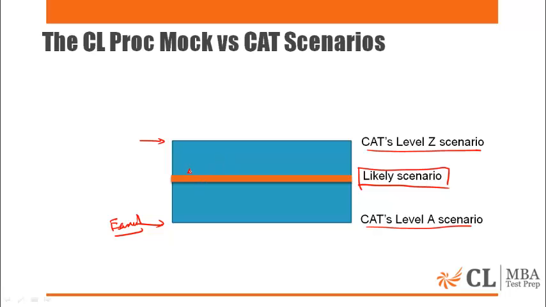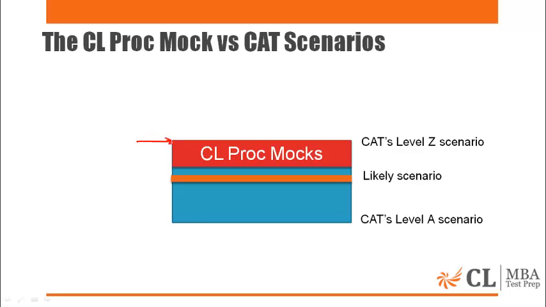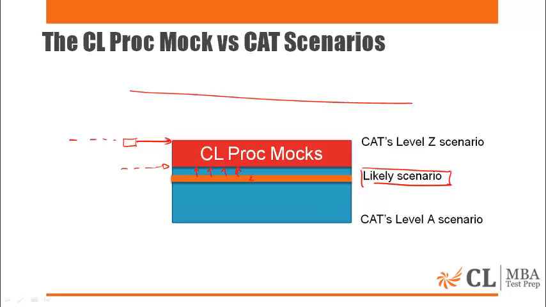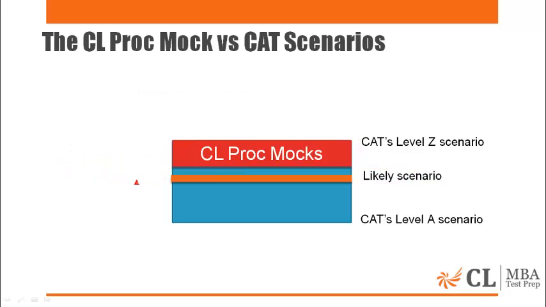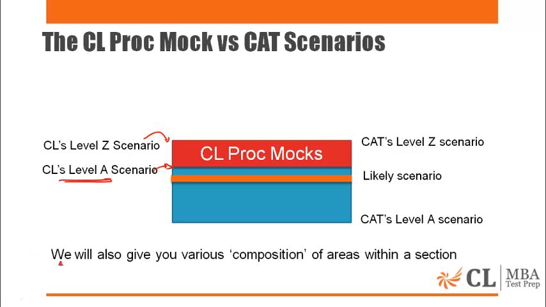So what we essentially know is we have an upper limit and a lower limit. Where we place a proc mock is somewhere here. We create this as a barrier. We don't want to unnecessarily burden you with tests which have no connection to CAT. We don't want to create questions which are really tough with no connection to CAT. We want to create tough questions, and we do, but that has some logic applied to it. The least difficult level is slightly one notch above the likely scenario. So we create mocks slightly more difficult than the likely scenario, and the highest benchmark that we keep is this, so we are well within the range of the CAT. That's how we look at our proc mocks. This would be the level A scenario that we have. Like I told you, this is the level Z scenario. And we will also give you various compositions of areas within a section.